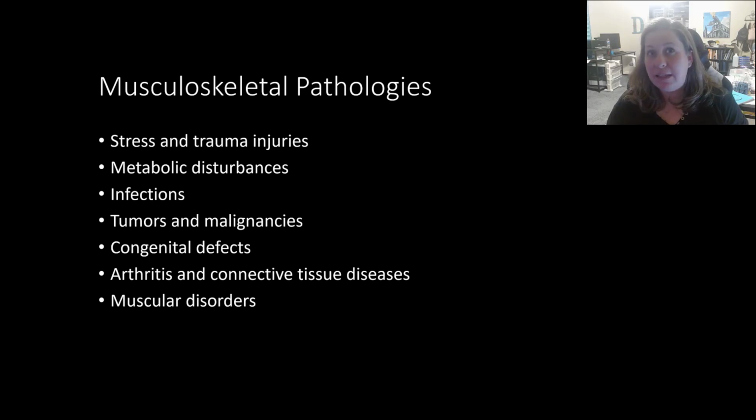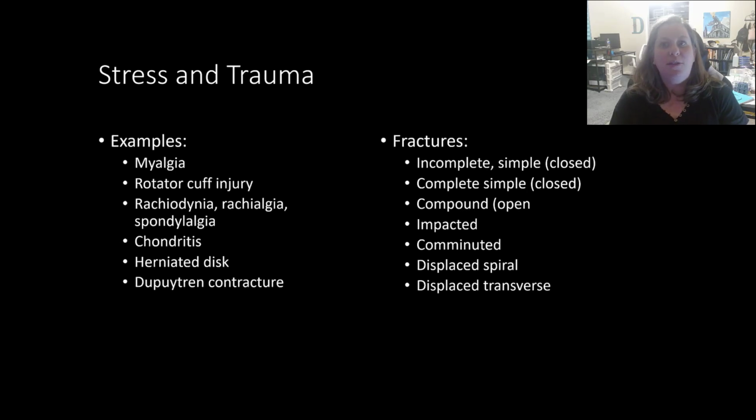Now there are lots of different things that fall into these groups, and we're going to hit on some of the high points as we go through this chapter. So the first one we're going to look at is stress and trauma. There's lots of different things that could happen with stress and trauma that affect the musculoskeletal system. One is myalgia. Myalgia is muscular pain. Another word that means the same as myalgia is myodynia.